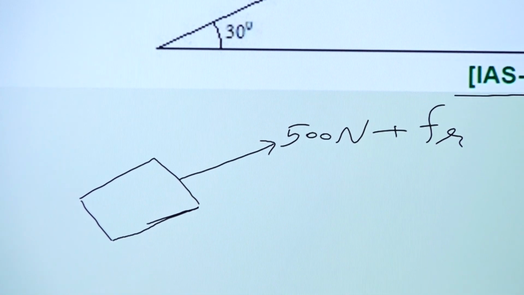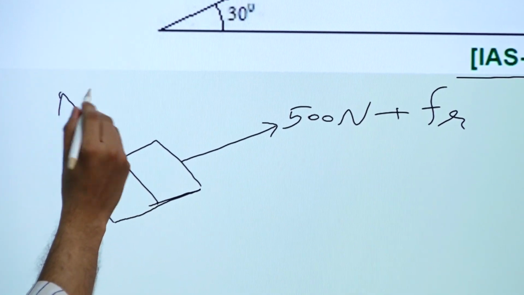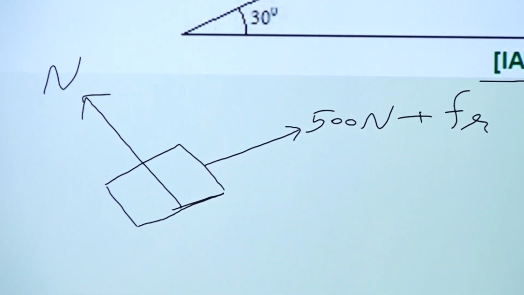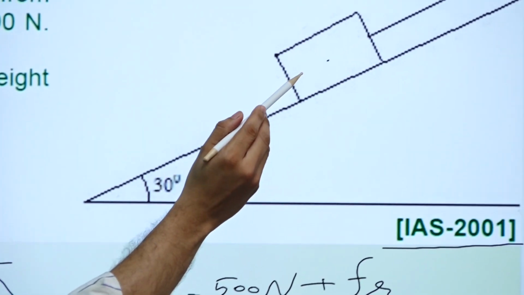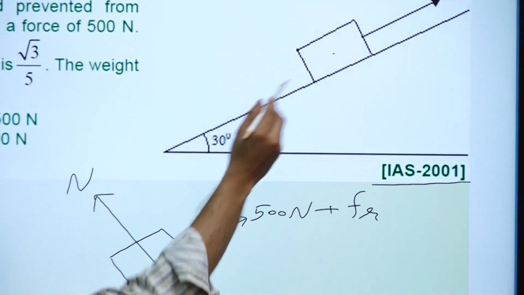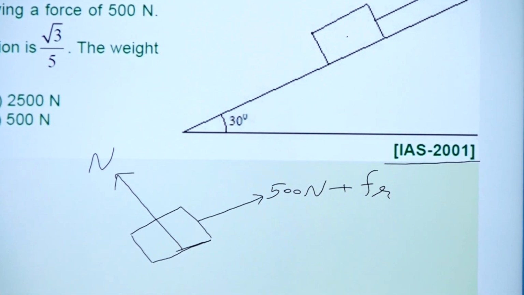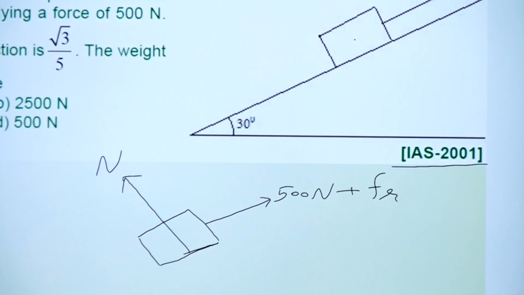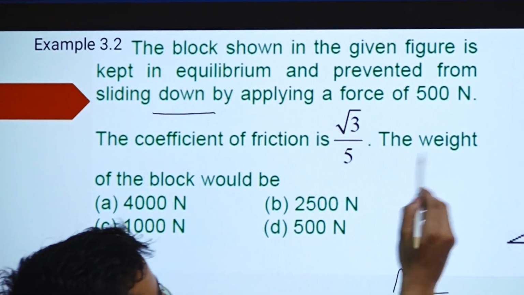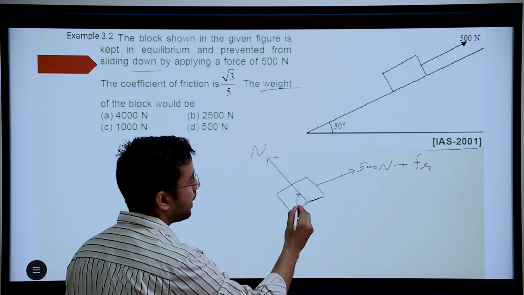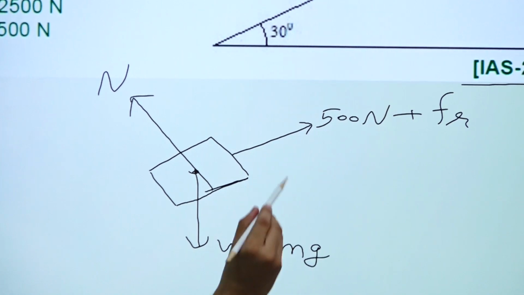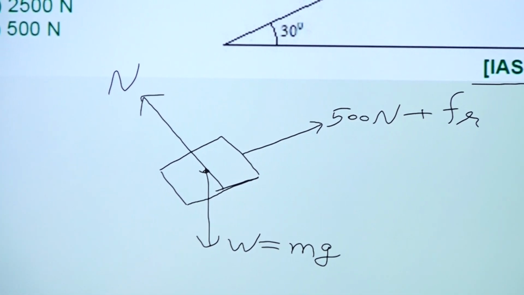Now the other force is the normal force. Why is this normal force coming? Because there is a contact surface between this block and the wedge, so this normal force will be perpendicular to the wedge. Weight is also given; the weight of the block is what they are asking. Weight will act in the downward direction and will be equal to mg, where m is the mass of the block and g is the gravitational acceleration.